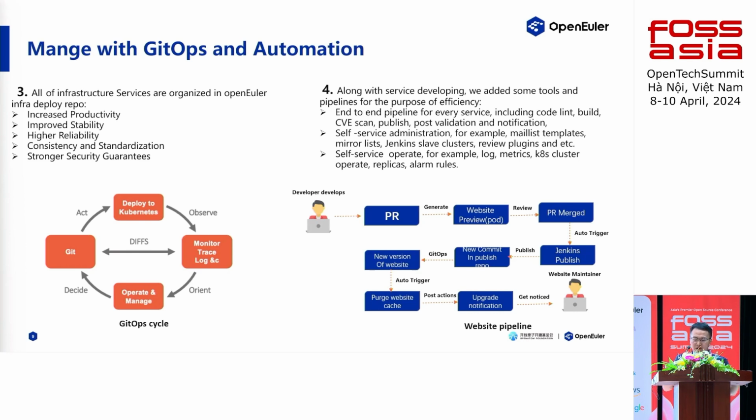The last part is about automation. Actually, there are 3 different cases. Take a look at this one. This picture shows everything from pull request submission to website preview, from code merges to Jenkins build and publish, from new configuration files to service cache clearing, and to notification. All steps are automated.